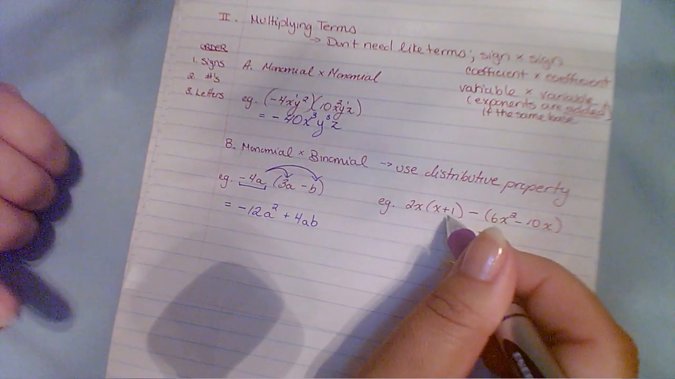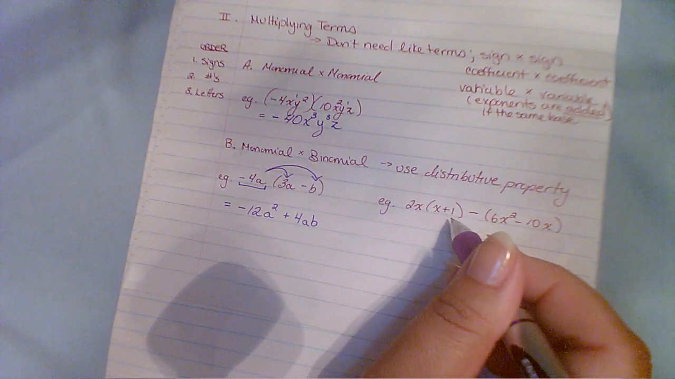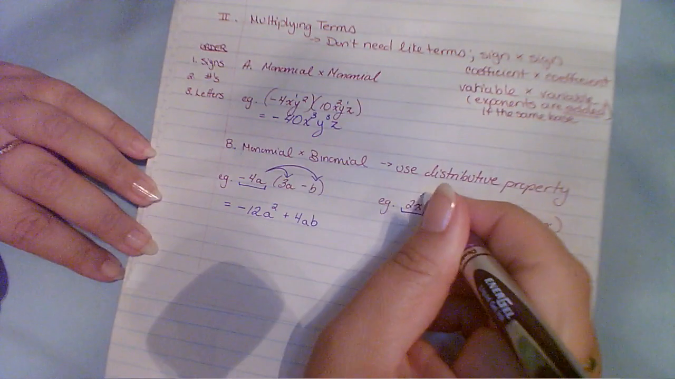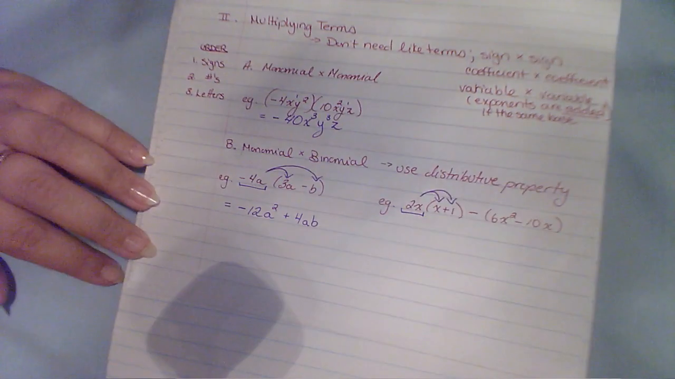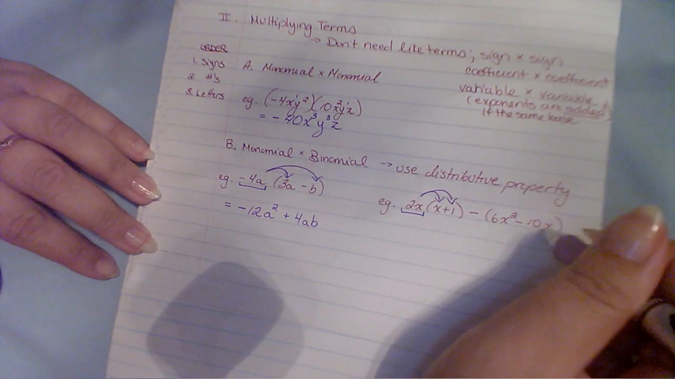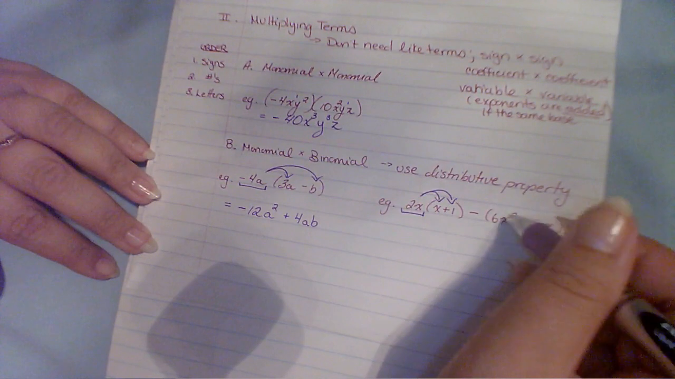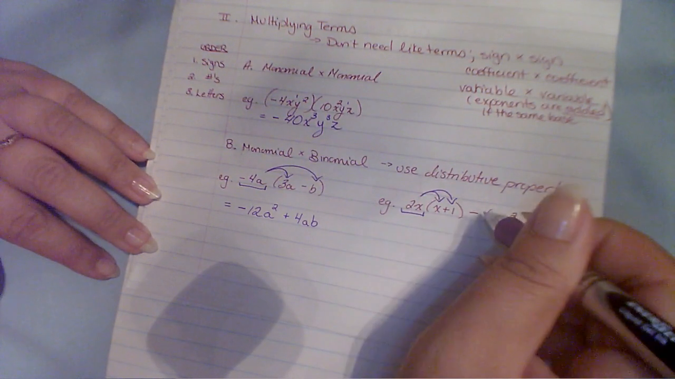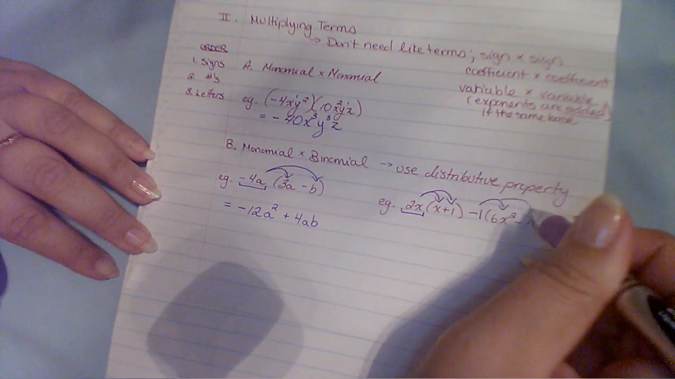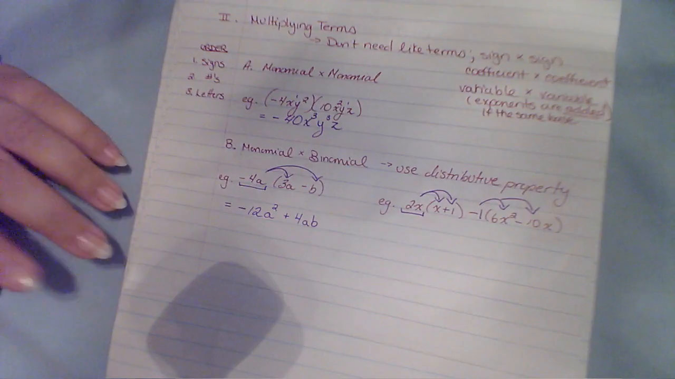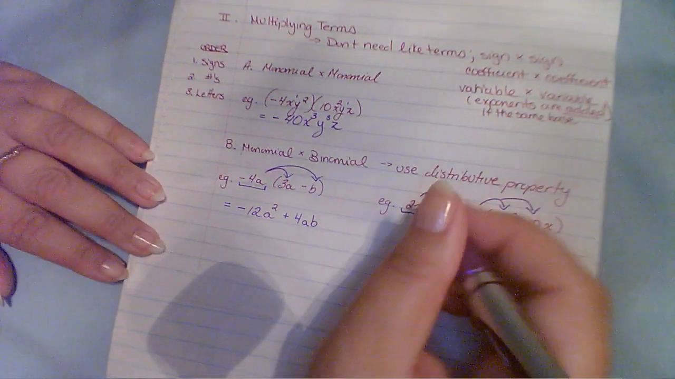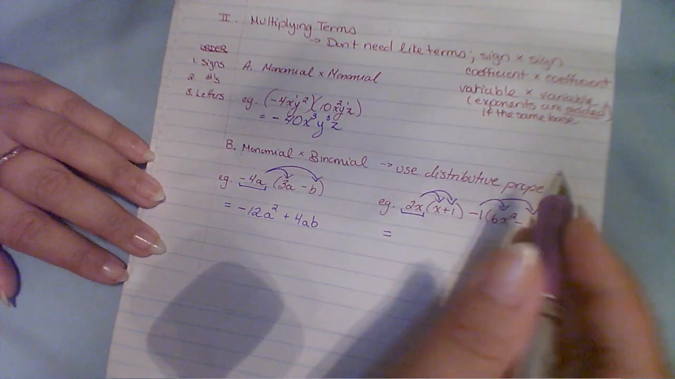So again, you always ask yourself, who is directly in front of that bracket? In front of the x plus 1 bracket, we have a 2x. So the 2x needs to travel to both guys in that bracket, so both terms, the x and the plus 1. In front of the last bracket over here, the 6x squared minus 10x, I have a negative 1. So just like you saw before, the -1 has to distribute to travel and release the 6x squared and the 10x from that bracket. So equal sign, next line down.